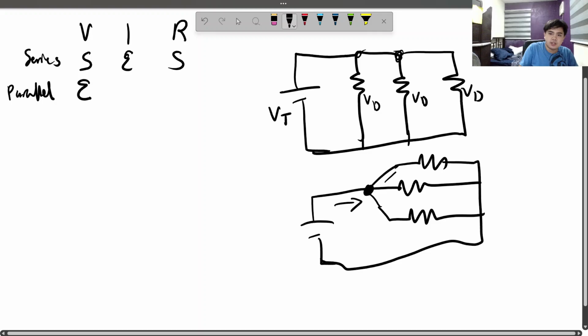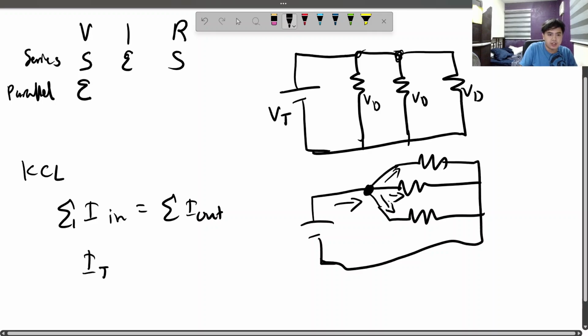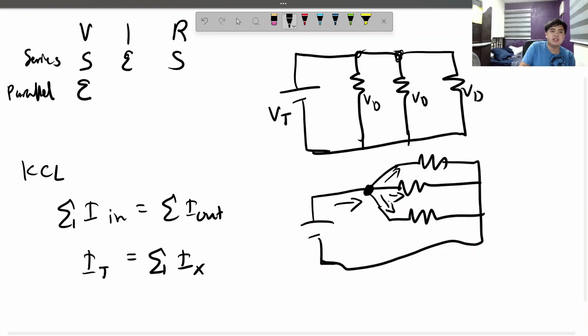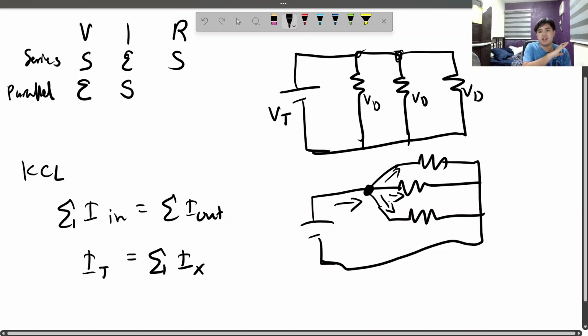So current going in, this is all current going out. By Kirchhoff's current law, all current going in is equal to all current going out. Therefore, current going in is just the total current, so I_T. And current going out is equal to the sum of all current here, here, and here. So this means that in parallel, currents are additive, or we need to add all the currents together in order to find the total current. Now, what about the resistance?